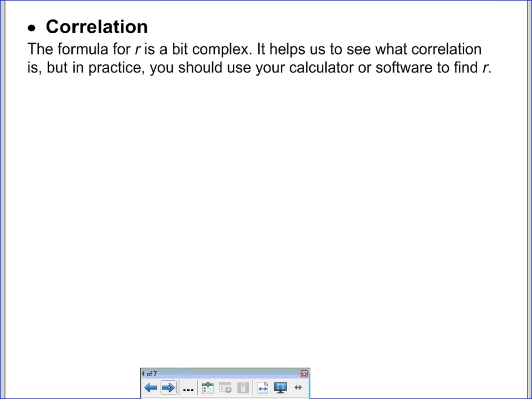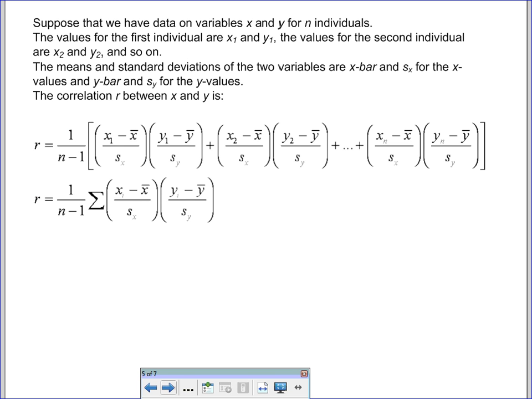So how do you find R? Well, luckily we have technology these days. And I'll show you how we calculate it. So let's look at this. This is the formula for R.